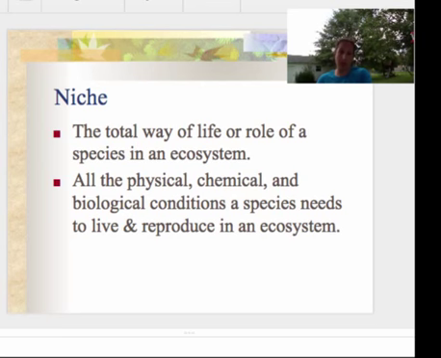A niche can also be confused with a habitat, but the niche encompasses the habitat because it's the total way of life. It's the role of that species in an ecosystem. All the physical and the chemical, the biological and the abiotic components for that organism. And no two different species can occupy the same niche at the same time. If they do, they're going to have some competition.